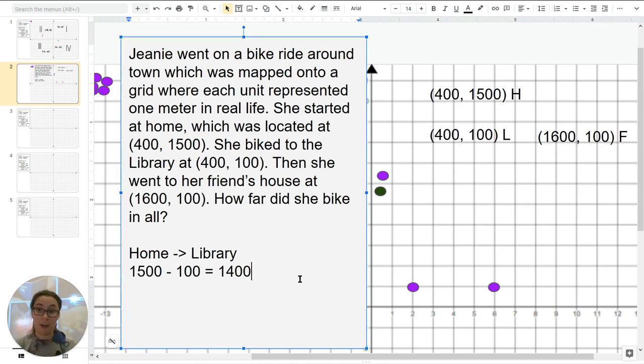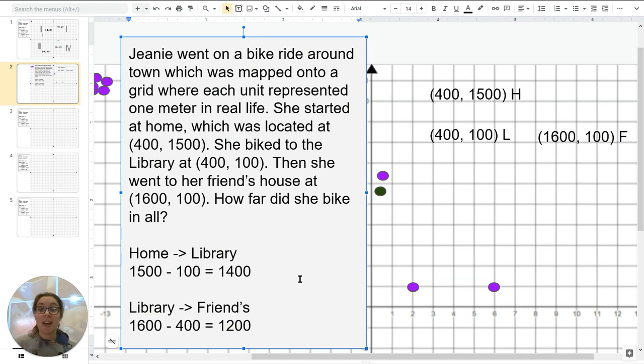So let's find out how far she went here. From library to friend's house. And again, just like we did on the previous one, we're going to subtract the 2 that are not the same. We're not going to subtract the y-coordinates because that's the same, that'll get me 0. She didn't go up and down any. She went side to side. So we're going to do 1600 minus 400, which equals 1200.